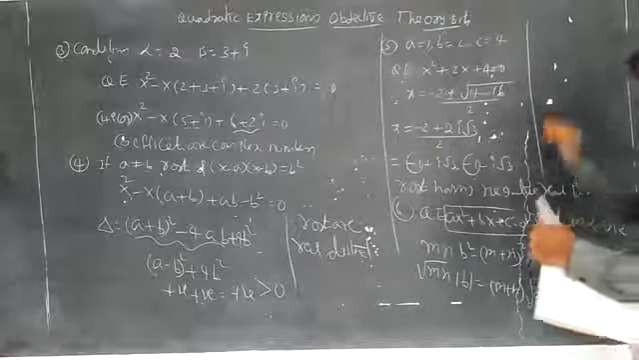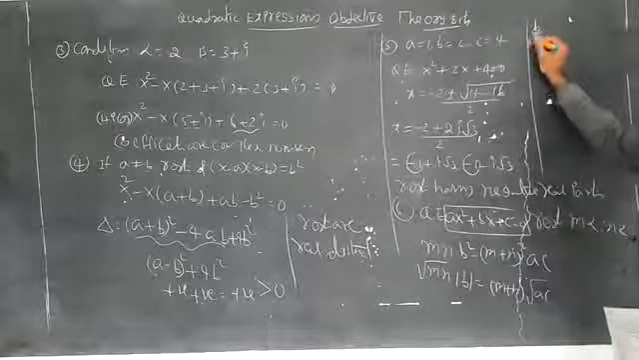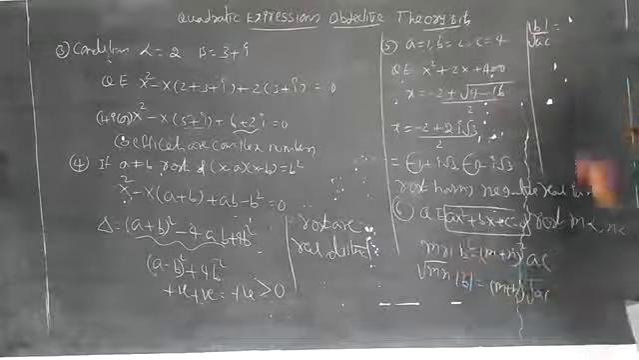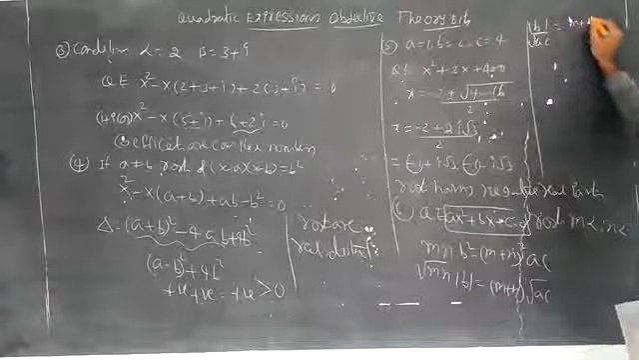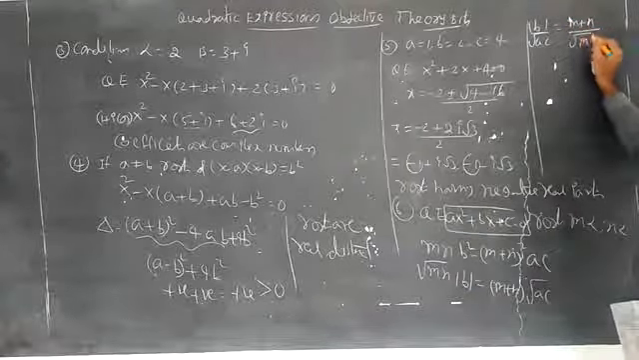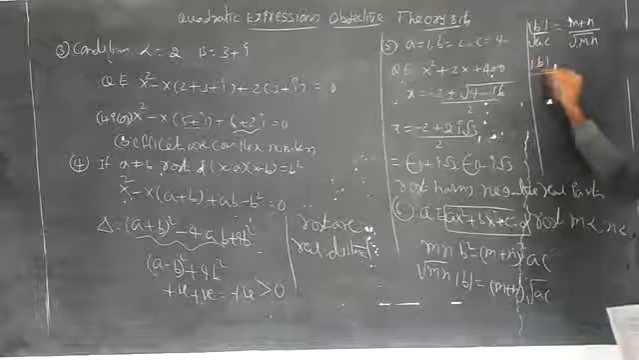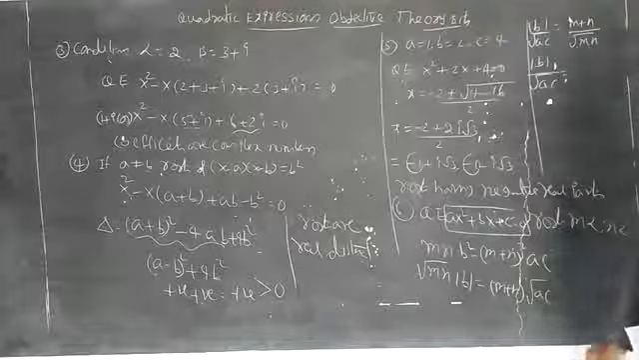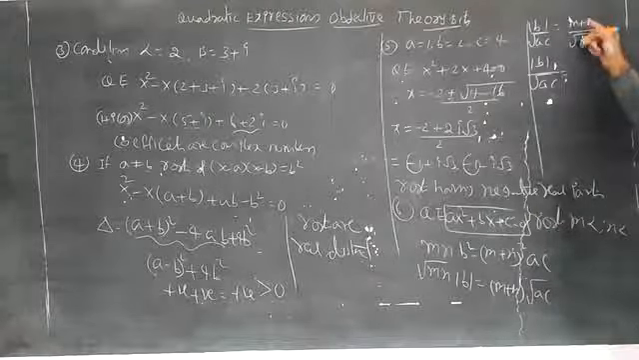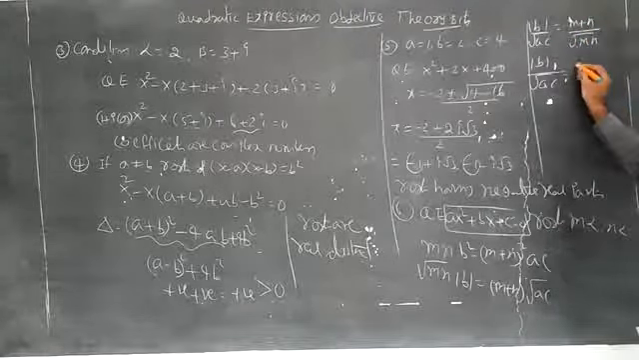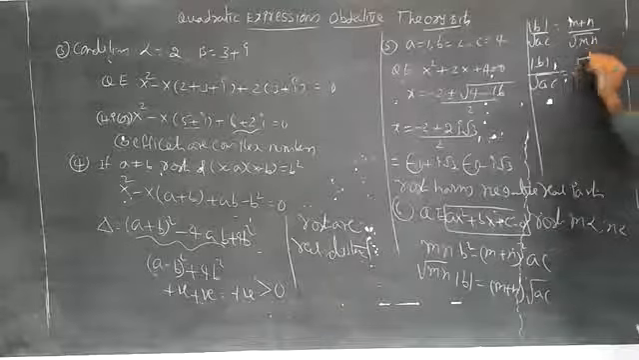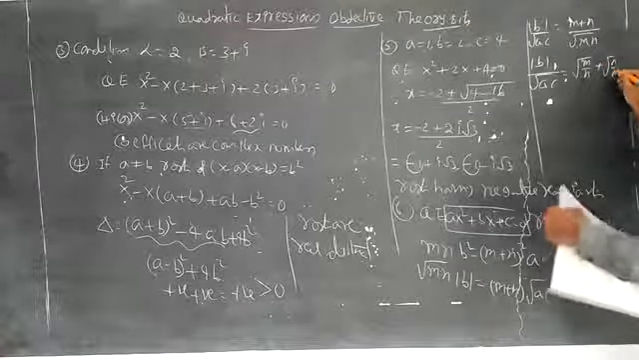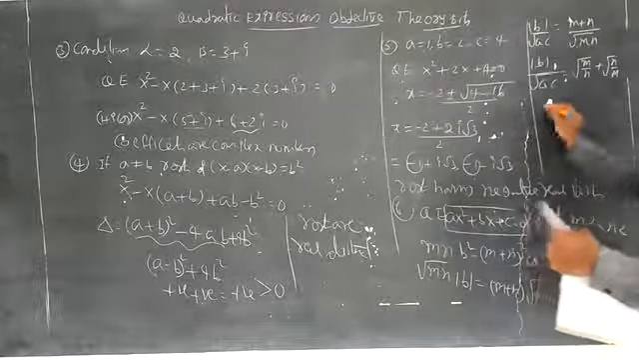According to the options, mod b by root ac is equal to (m plus n) by root mn. Next step, mod b by root ac is equal to m by root mn plus n by root mn. So this can be written as root m by n plus root n by m. Option 2.